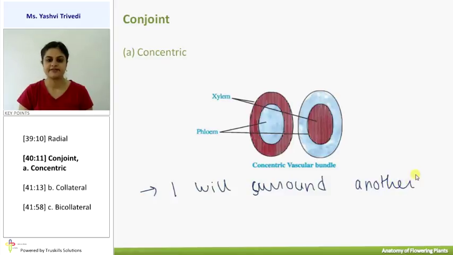In the first diagram you can see phloem is in the center, then xylem is completely surrounding it, but both are there on the same radii. So it's concentric. On the contrary, in the second diagram, xylem is in the center and phloem is completely surrounding it, but they are on the same radii. So any one will be in the center and second will be completely surrounding them. That's called concentric vascular bundle. They are usually present in roots.